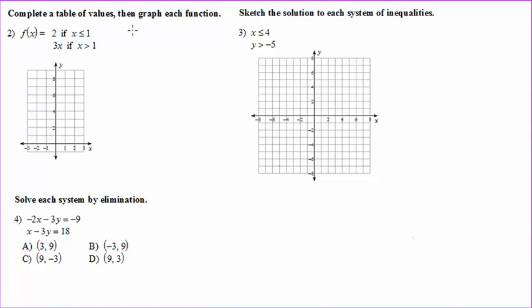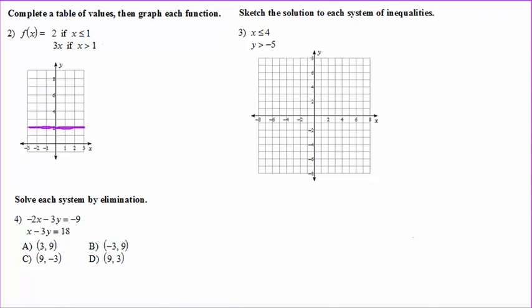Number 2, complete a table of values, then graph each function. So it's important to realize that there are two functions here. One of our functions is 2, and to draw 2, that is a horizontal line at 2, just like this. Anytime you see y equals something, and it's just a number, that's a horizontal line at that location.